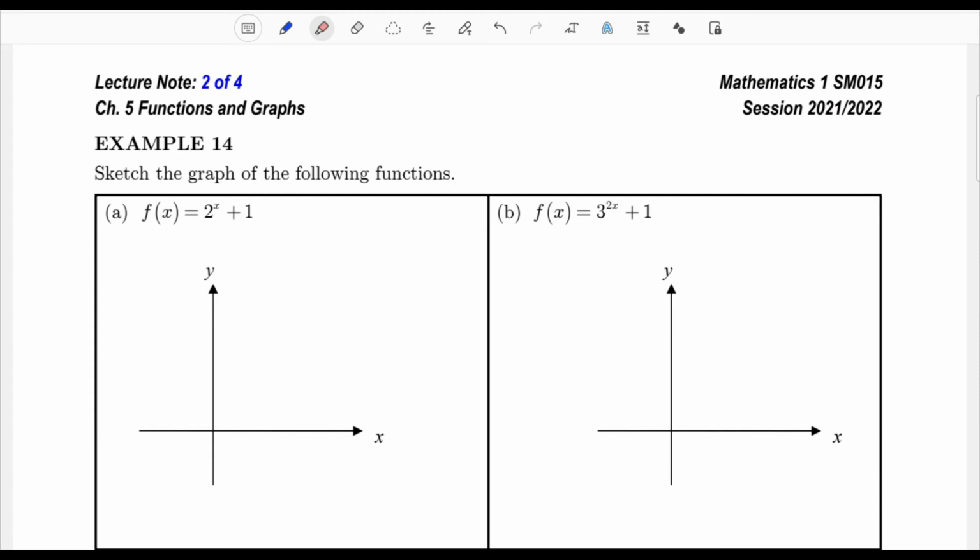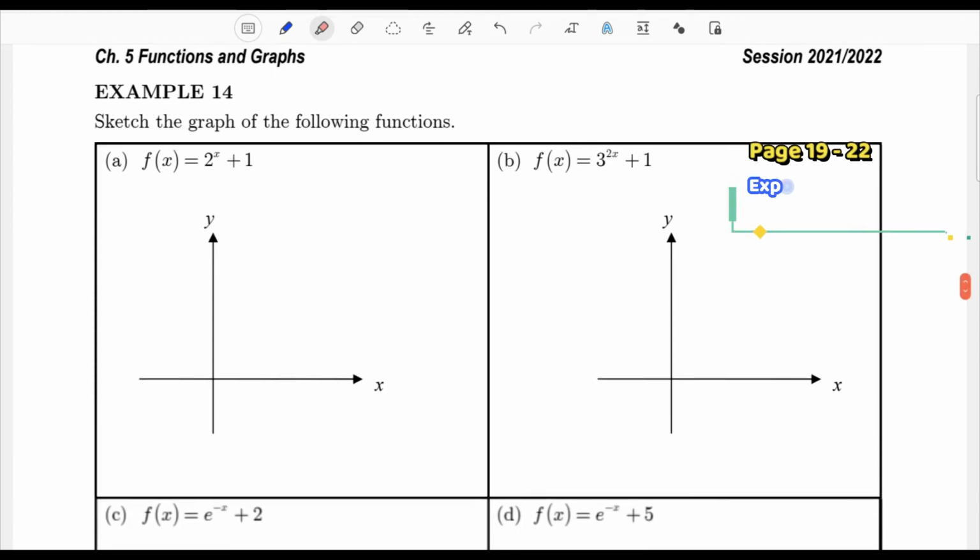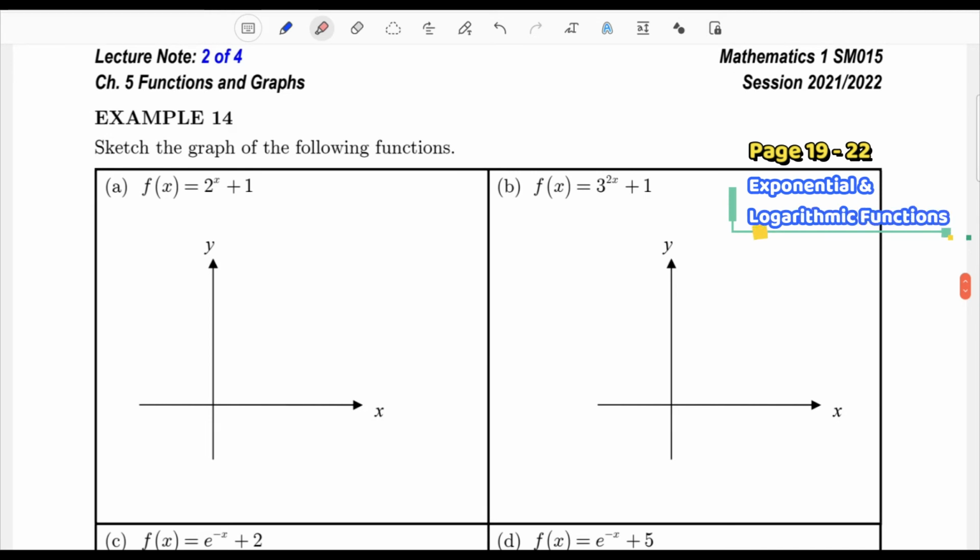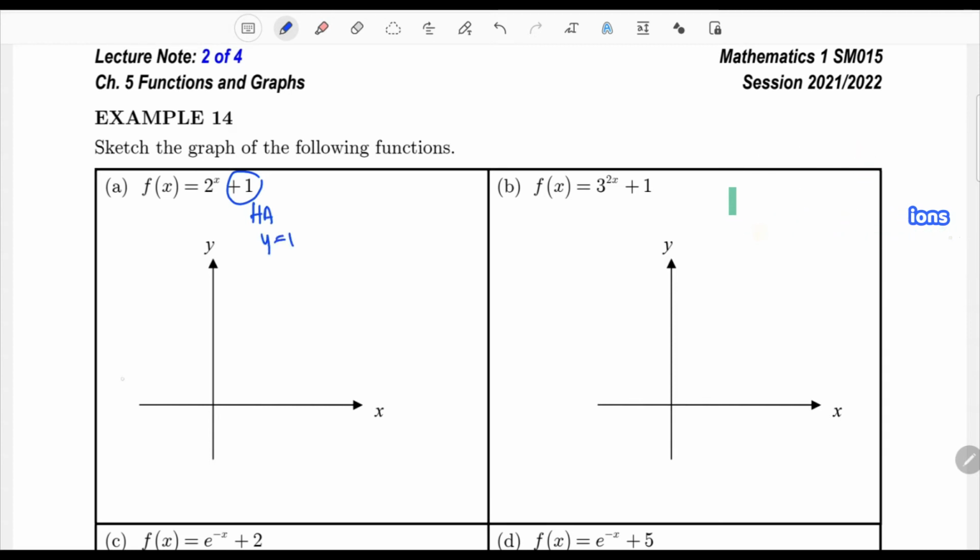Right. Let's look at example 14. Sketch the graph of the following. Okay, f(x) equals to 2 power of x plus 1. Okay, so again, so 1 here will be the horizontal asymptote, which is y equal to 1. So we find that one first. So this is the line y equal to 1.